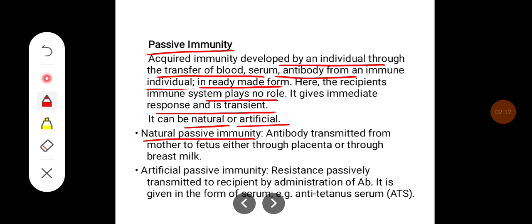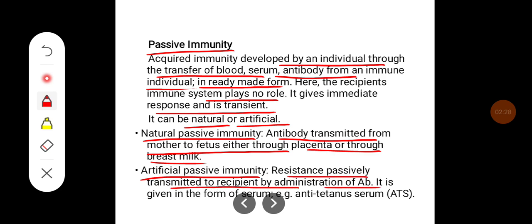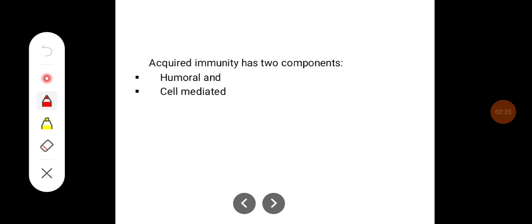Natural passive immunity is where antibody is transmitted from the mother to the fetus, either through the placenta or through breast milk. In artificial passive immunity, resistance is passively transmitted to the recipient by administration of antibodies. It is given in the form of serum, for example, anti-tetanus serum. Acquired immunity has two components, humoral immunity and cell-mediated immunity.